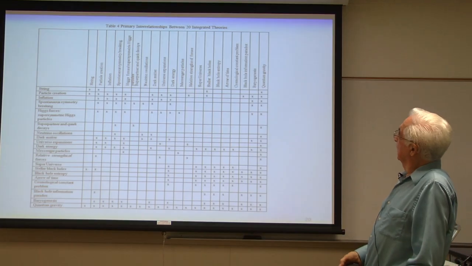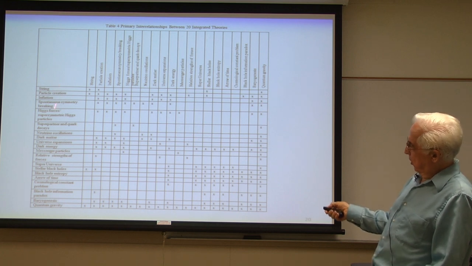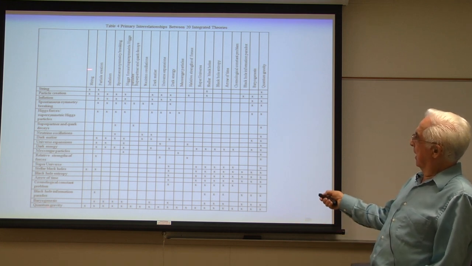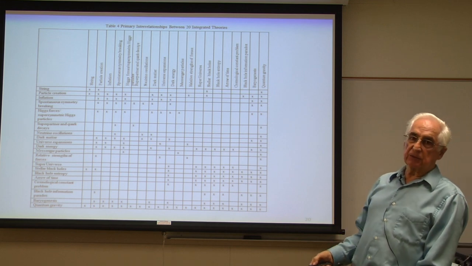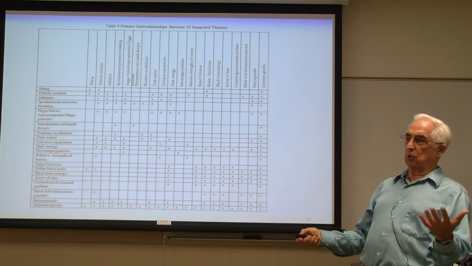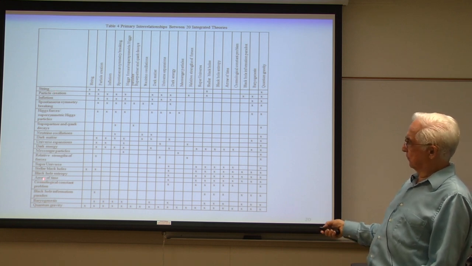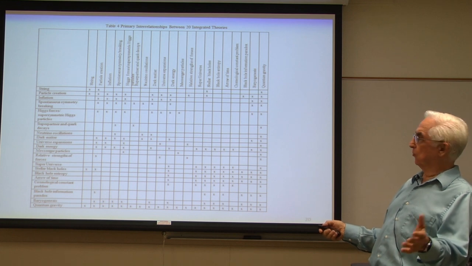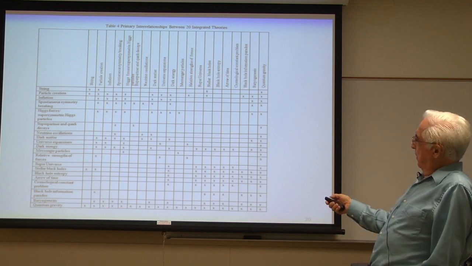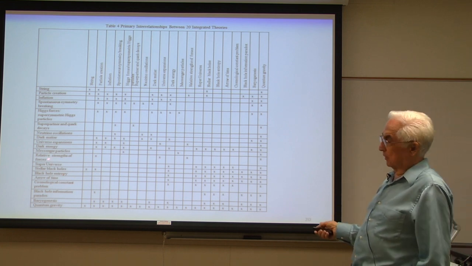It's Table 4, primary interrelationships with 20 integrated theories. 6.5 years ago, I started with 20 independent existing theories. They are shown in the first column and in the first row. When I began the analysis, there were no relationships between the two, and the reason for that is there were 20 independent existing theories. But by selectively amplifying and replacing the 20 independent theories with 20 interrelated amplified theories, I was able to find this enormous interrelationship between the 20 theories.